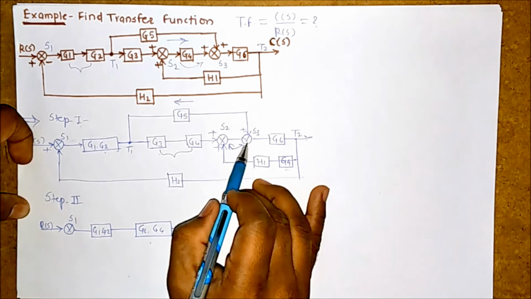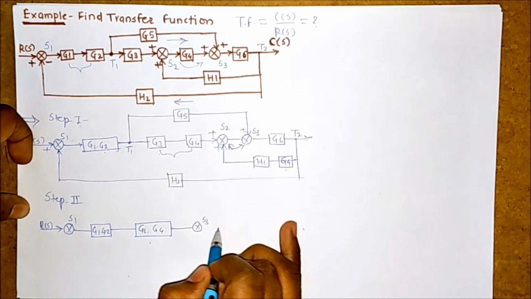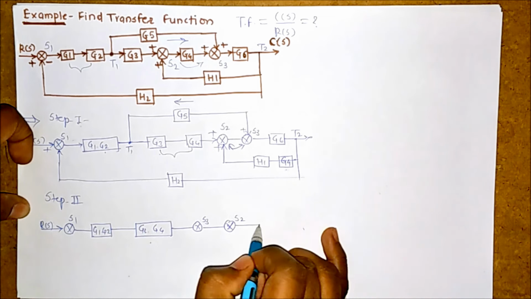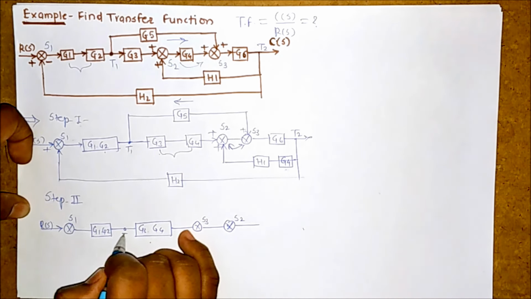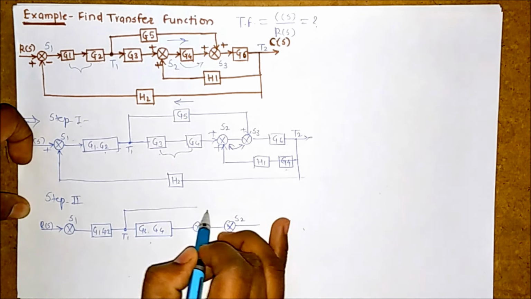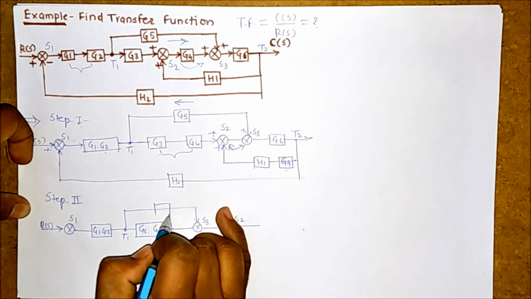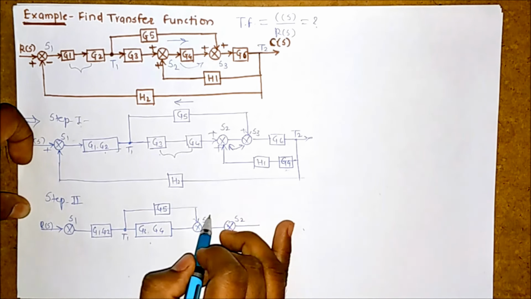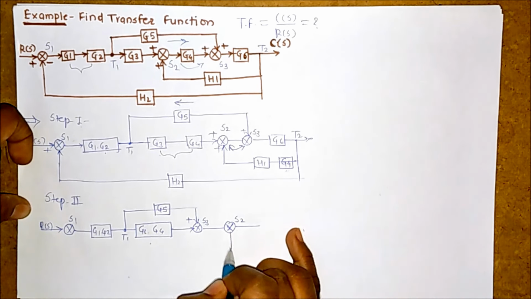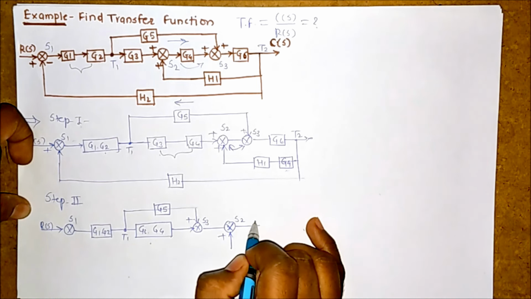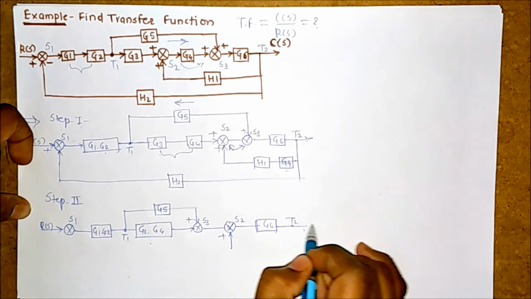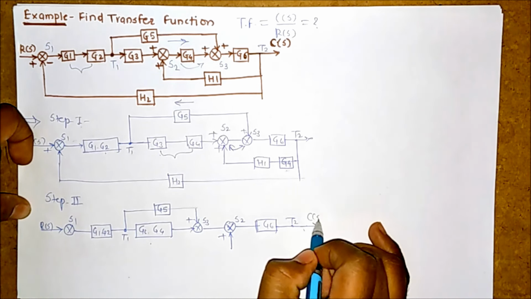Here I am shifting summing point S3 to the left side. Here is summing point S3, here is summing point S2. From takeoff point T1, the signal is added to the S3 point, that is here, which is having G5, which is having a positive symbol. For S2, positive symbol. Here is G6, this is the takeoff point T2, output is C(s).